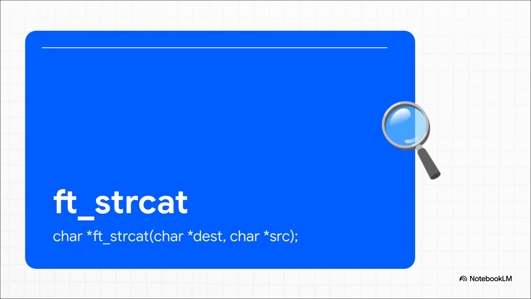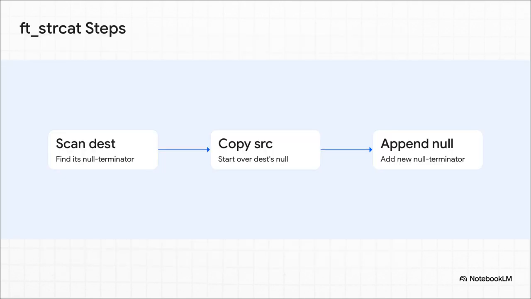This function takes a destination string and a source string, and it simply appends your source to the very end of your destination, combining them into one single continuous array of characters. Here's the core algorithm you'll want to implement.